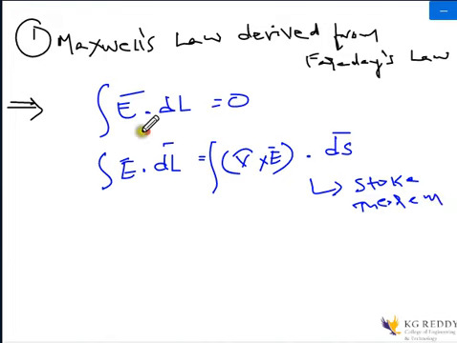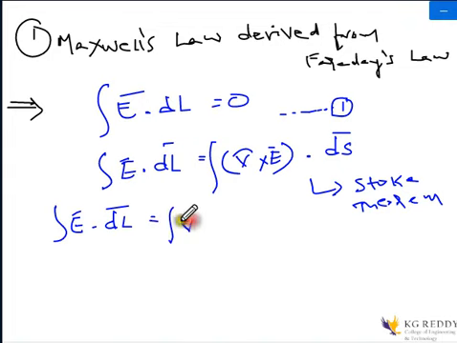If you see from equation 1 which I have written, in the closed integral the work done is 0. Now this equation I have converted using the Stokes theorem into the integration of curl of E bar. Now if you see, this whole equation becomes 0. So E bar dot dl bar is equal to the integration of curl of E bar dot ds.